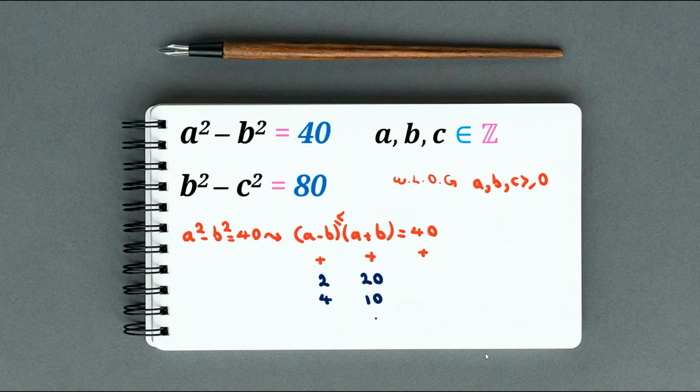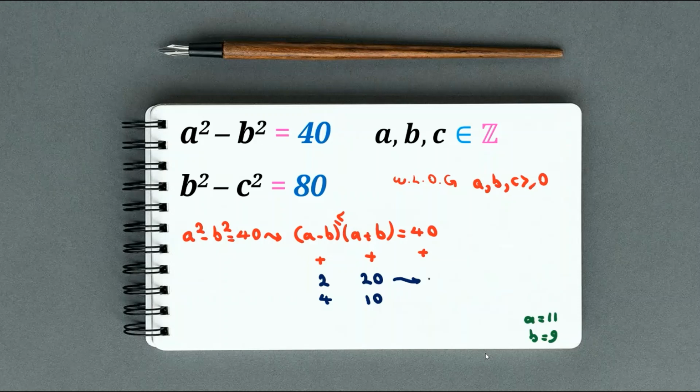In the first case, a minus b is 2, a plus b is 20. Let's analyze this case first. Now we want to find a and b. So let me write a minus b is 2, a plus b is 20. If we add these two equations, we have 2a equal to 22. If we subtract, 2b equal to 18, so a equal to 11 and b equal to 9. So we found a and b.